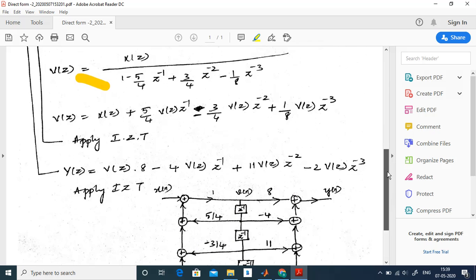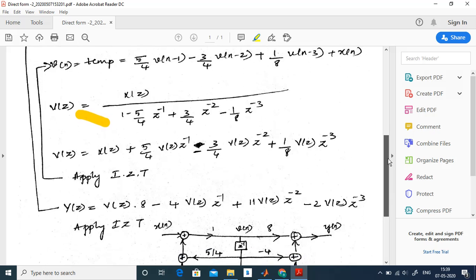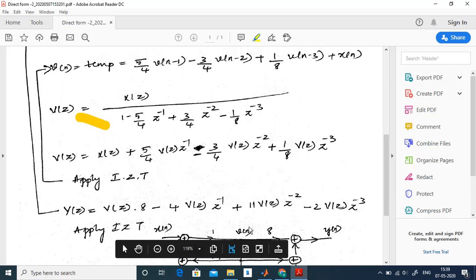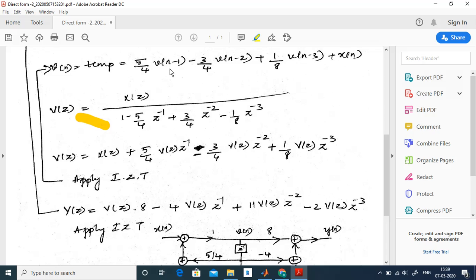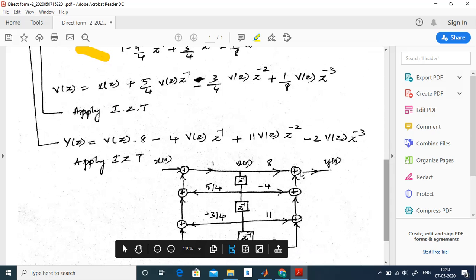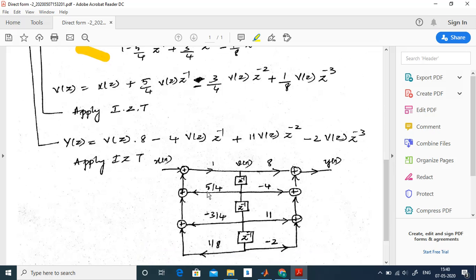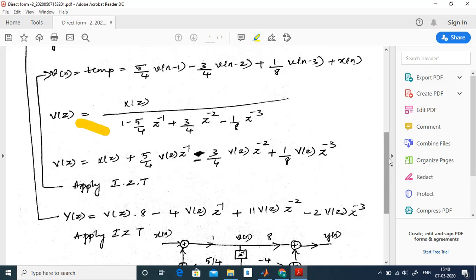See here, x of n, or if I take v of n, in general we call it as temp. It is 5 by 4 times v of n minus 1. How to get v of n minus 1? We should insert a delay element. So you insert a delay element so that you will get v of n minus 1 here, multiplied by 5 by 4, add that with the previous one. Similarly, we should obtain v of n minus 2. For that, the constant is minus 3 by 4, and add that with the preceding values.